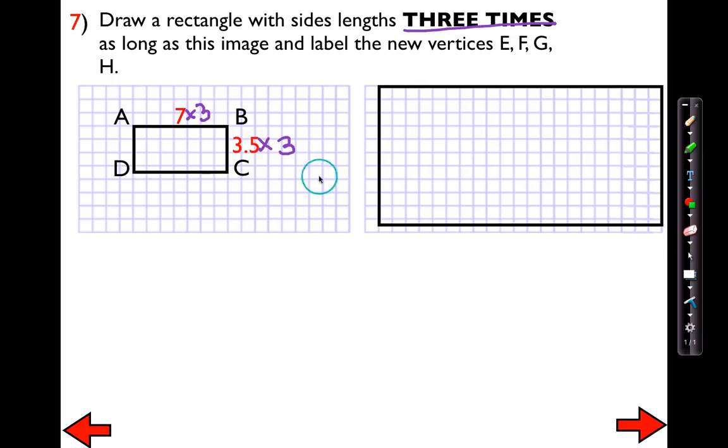And what did we get? We have a new length of 21, which is right here, and a new height. Well, if we do 3.5 by 3, we would get 10.5. So hopefully you see that here. Here's a 21 by 10.5. And the vertices are labeled.